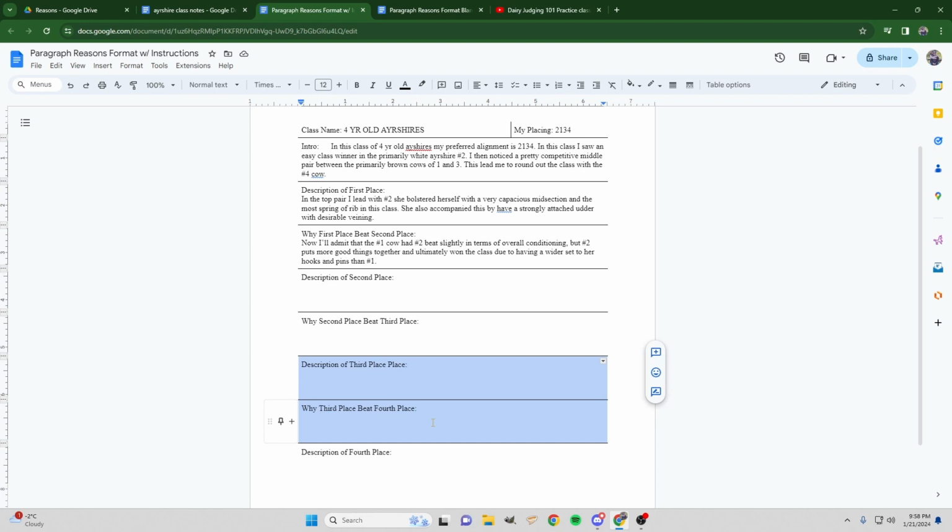If I get to my bottom pair here, I can talk about how in my bottom pair, the number 3 cow ended up in 3rd place for me today, simply because she was better put together. And ultimately, at the end of the day, I didn't like the overall structure or udder composition of the number 4 cow, and that's why she had to be 4th. Okay? That was a little off the cuff.